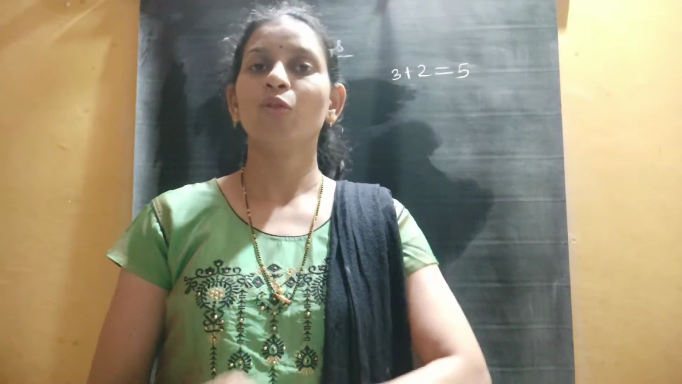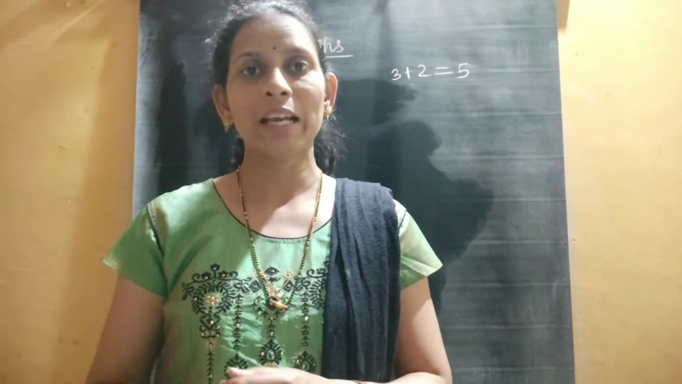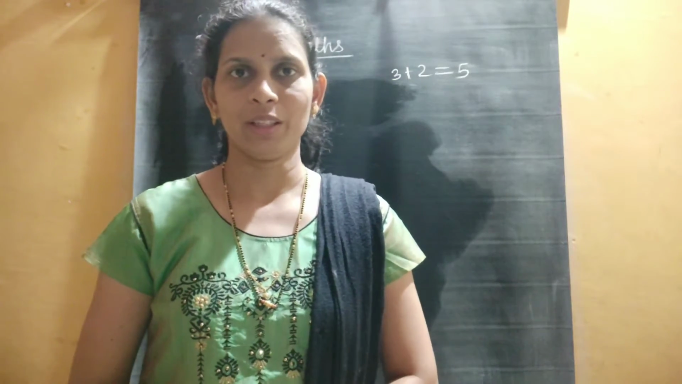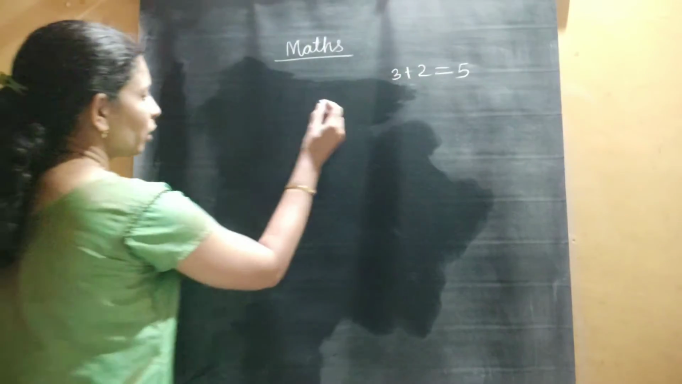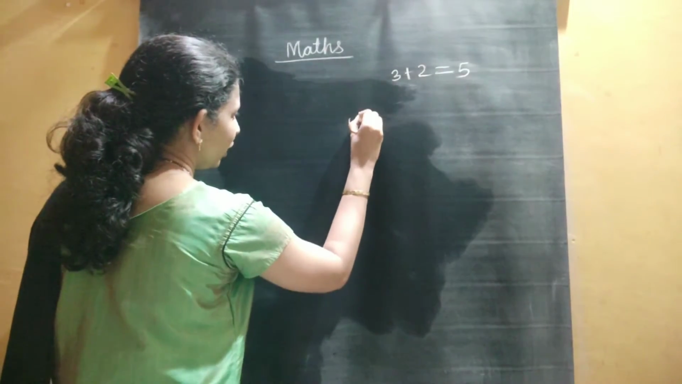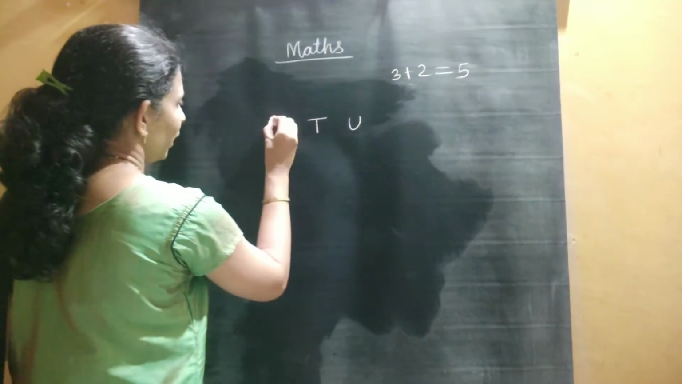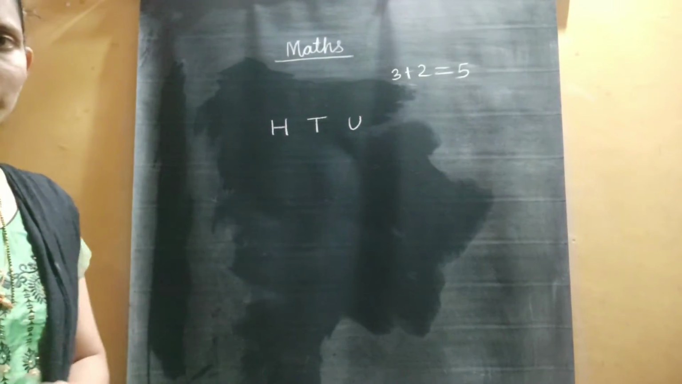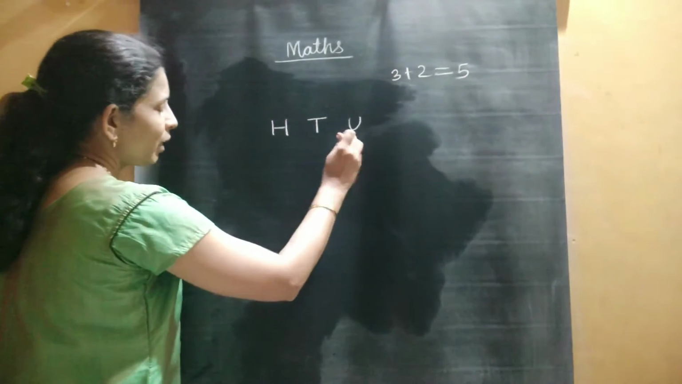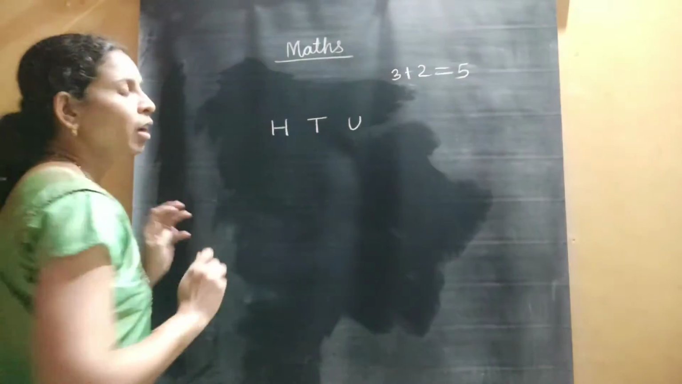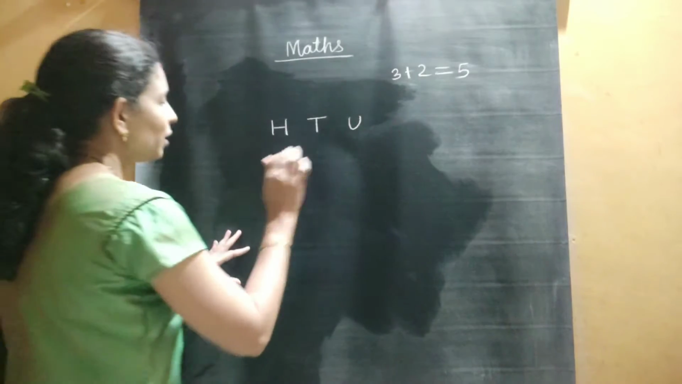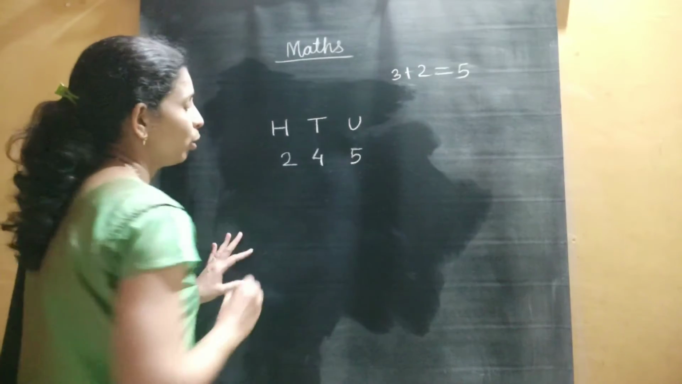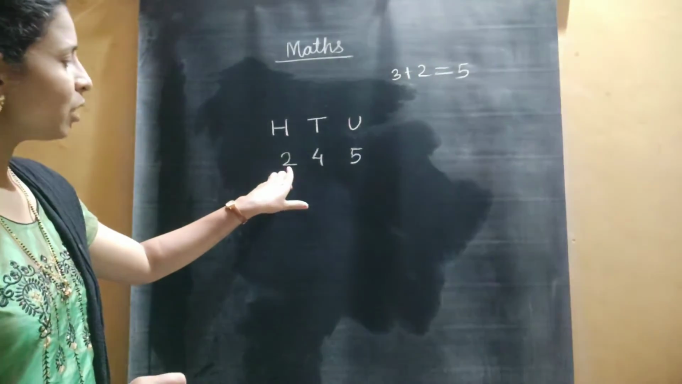But before that we will see places again. We have learned places of numbers, correct? For example, there are places like unit place, tens place and hundred place. We have learned 3-digit numbers, correct? So unit place, tens place and hundred place. Suppose the number is 245. How to read this?